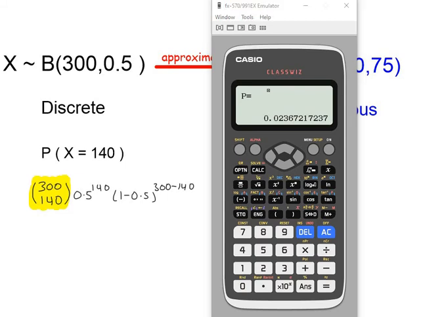But what you'll find is a question like this in an exam would be worded as, using a suitable approximation, calculate the probability. And if you're using the method that I've just shown on the calculator, that's using the exact binomial distribution. It's not using the normal approximation. So this answer would score you 0 marks. You would have to use a normal approximation if the question mentions you have to use a suitable approximation.